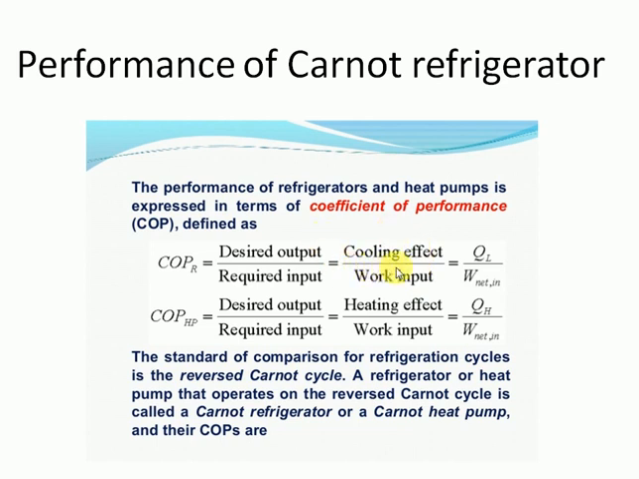That means the numerator is the output and the denominator is the input. So this effect is a heat, divided by work. Both have the units of watt only. So these are the sort of energies. So this QL is the net refrigerating effect divided by work input. So this is about the coefficient of performance of a refrigerator. Similarly, the coefficient of performance of a heat pump can be defined.